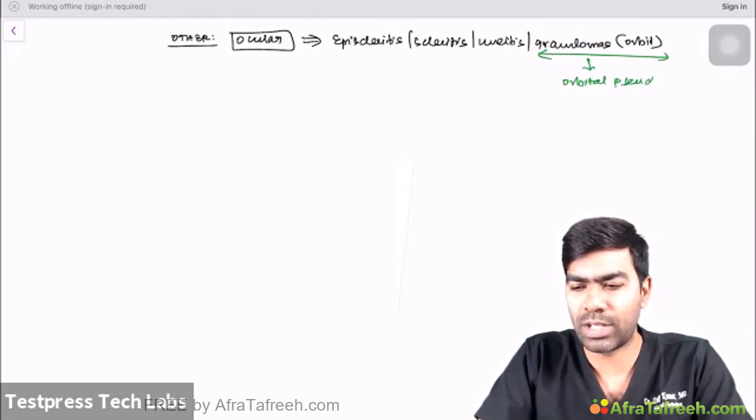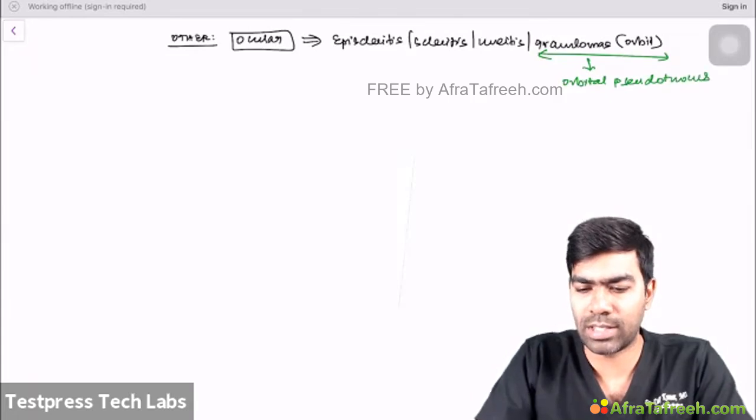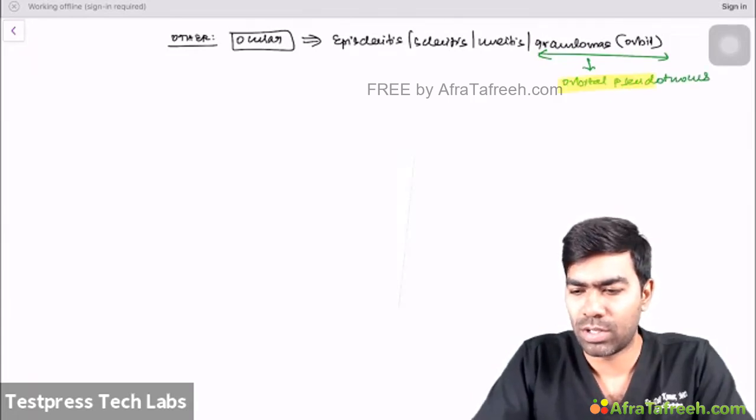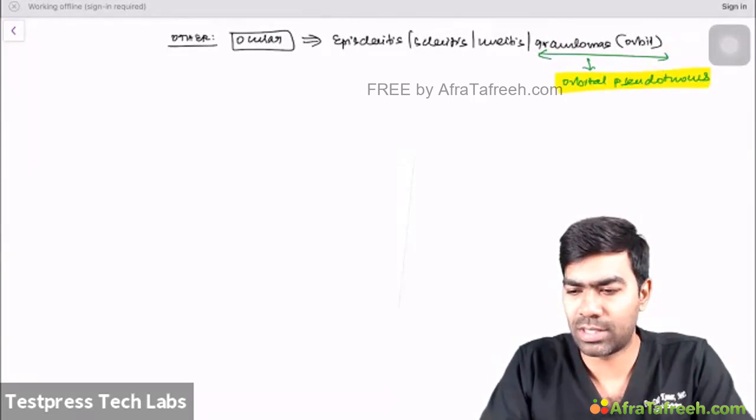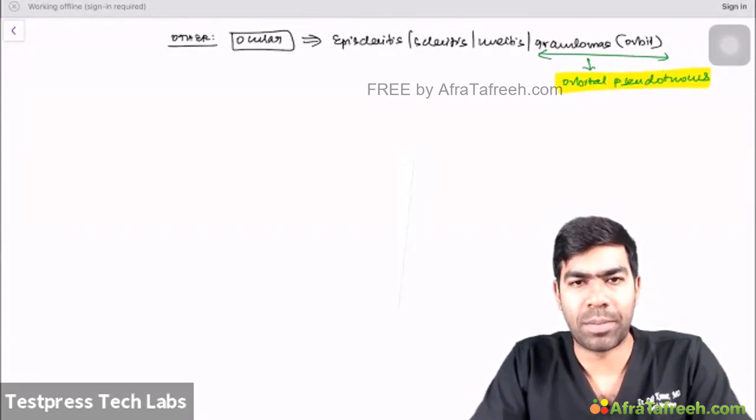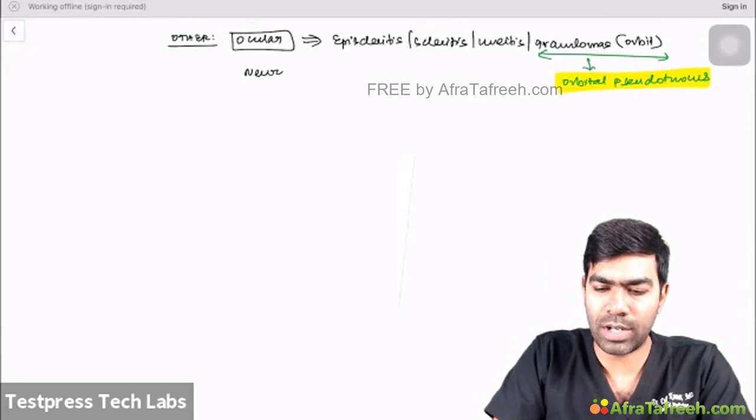Why am I writing that point separately? Because that's a question in the exam. Development of orbital pseudotumors in this disease is something very important to know. And apart from that, you can get neurological involvement as well.